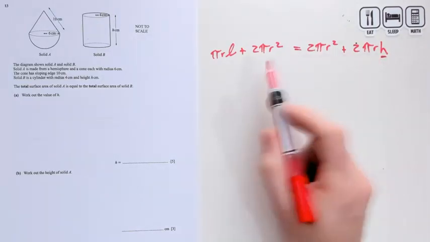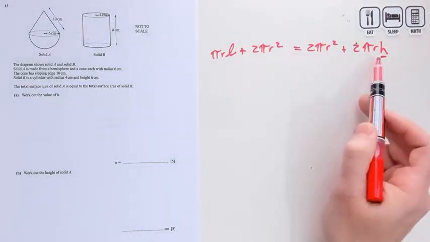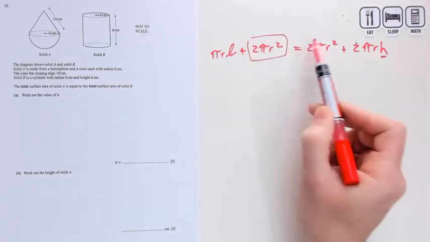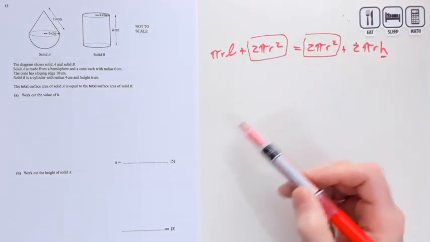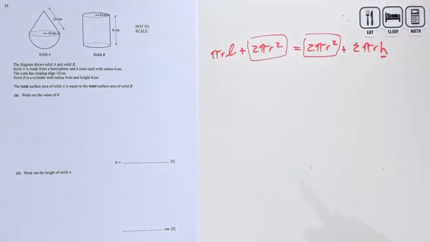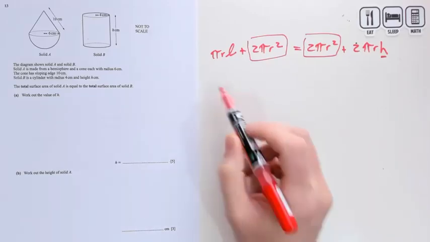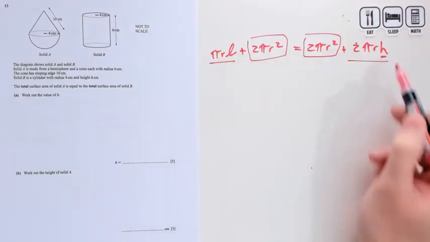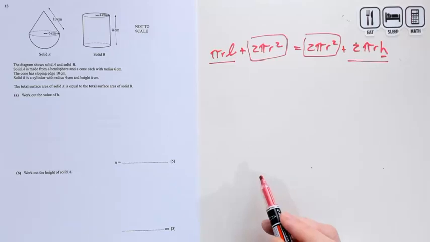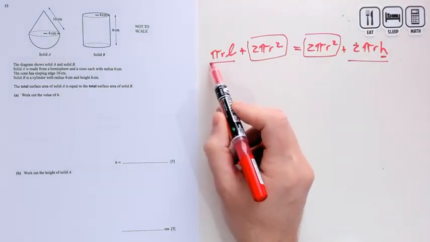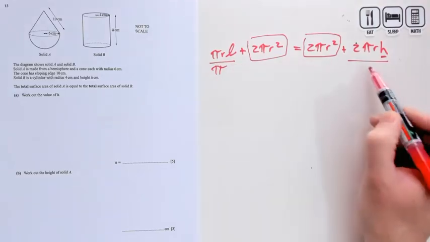Now we know this equation is true. The one area is equal to the other area. First off the bat, I see this part and this part are the same. So I can basically just cancel them out. I can subtract that from both sides, doesn't really make any difference, because this and this should then definitely be equal to each other. And I don't want to work with pi, so I'll divide by pi on both sides.